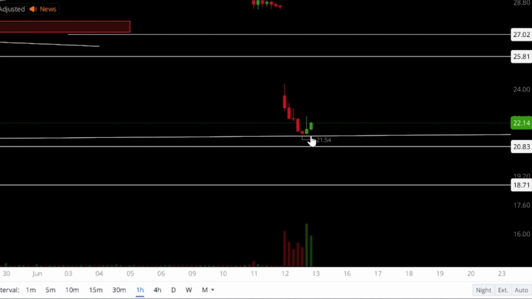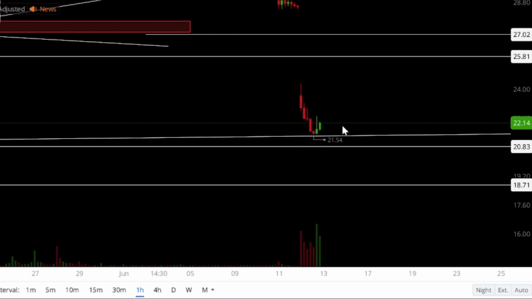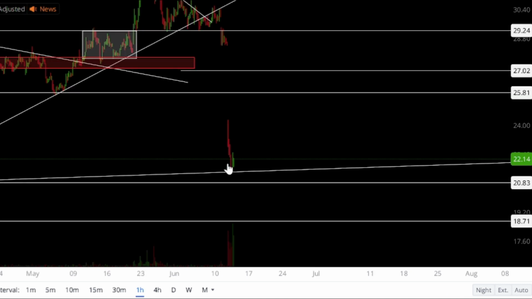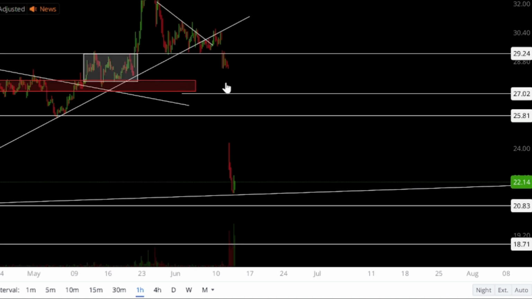bouncing off this ascending support. So guys, keep in mind that this ascending support is still in play, as well as that 20.83 level. So the next few trading days will really tell us how price is going to react to this drastic gap down and sell off. If we can build a base on this ascending support, furthermore, if we can't hold that ascending support, if we can hold this 20.83 level, build a base, try to fill that gap and work our way back up.